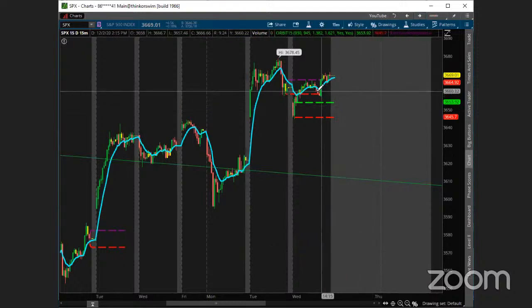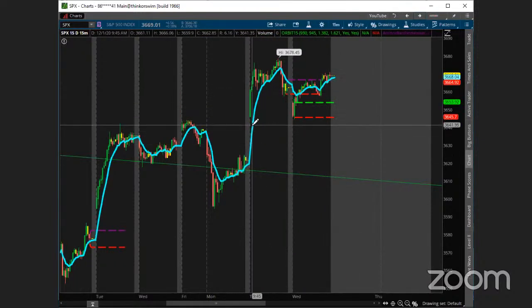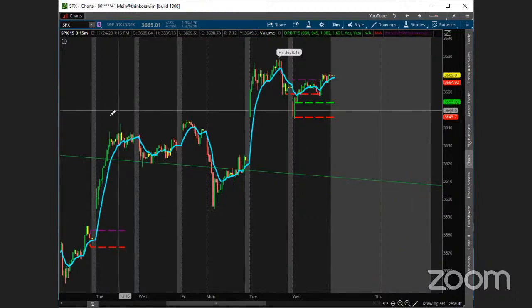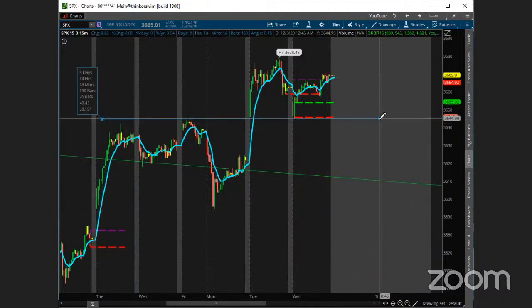So, kind of some choppy action in yesterday's range. We got into the gap a little bit, but one of the cool things that this did here was it held these levels, right? Which is great. So that gave us a good bouncing point here today at the open. So that was right off those levels.